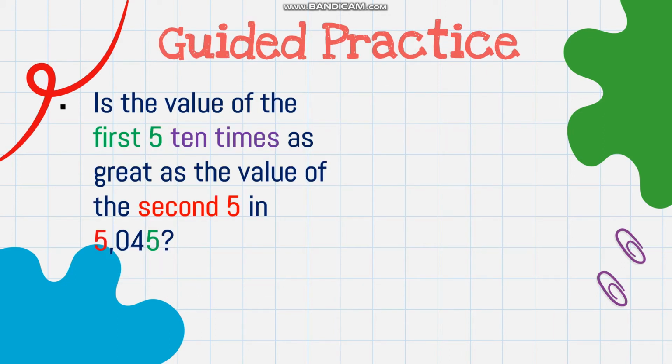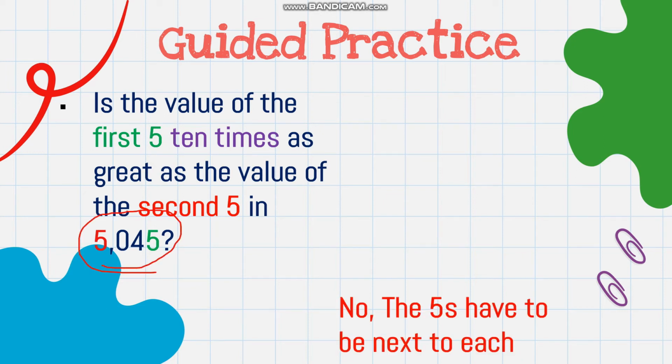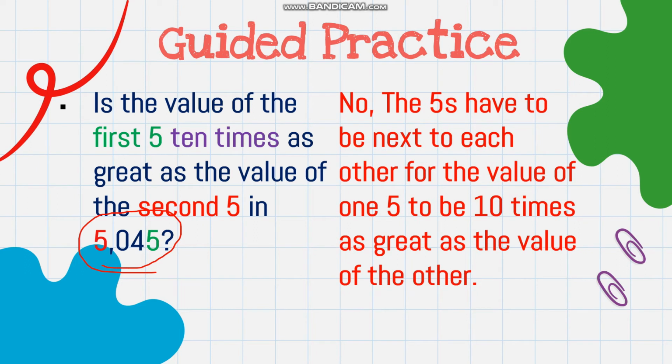Next question. Is the value of the first 5 10 times as great as the value of the second 5 in 5045? The answer is no. Why? Because the 5s have to be next to each other. So the first 5 and the second 5 are not next to each other. For the value of one 5 to be 10 times as great as the value of the other, although they are having the same digit, they are not next to each other. That's why it is not 10 times as great as the value of the second 5.